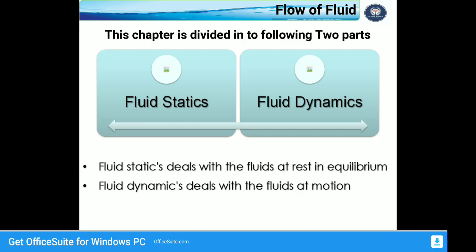in detail. The chapter flow of fluid is divided into two basic parts. First one is fluid statics, next one is fluid dynamics. So the question is, what is fluid statics and what is fluid dynamics? Fluid statics deals with the fluid at rest in equilibrium, while fluid dynamics deals with fluids in motion.